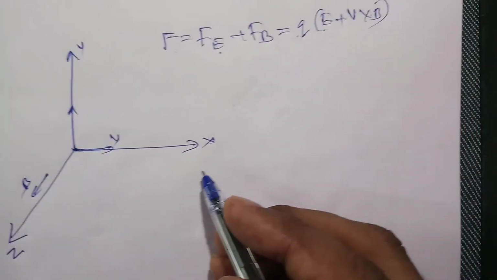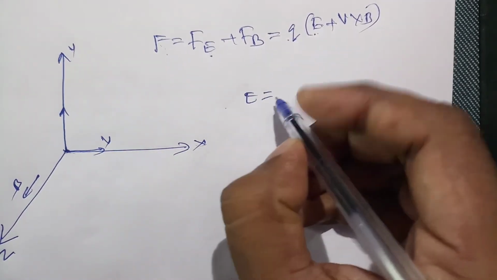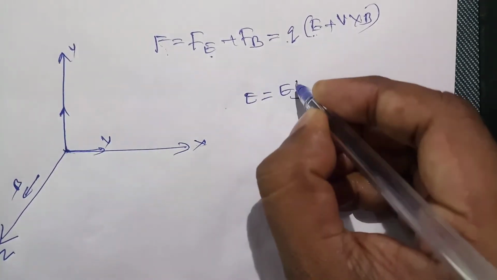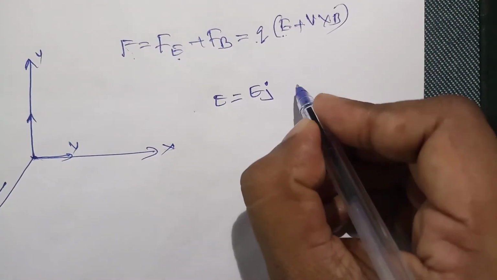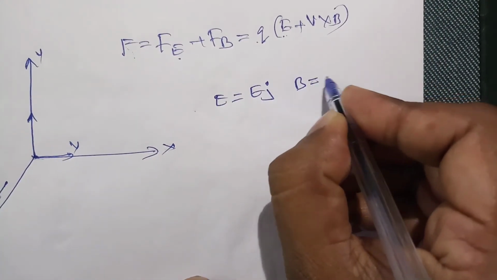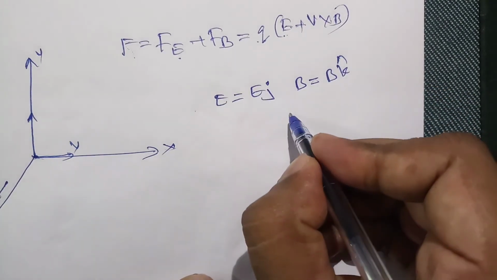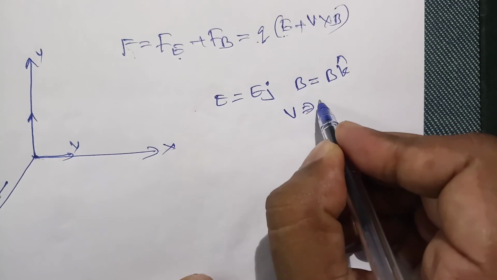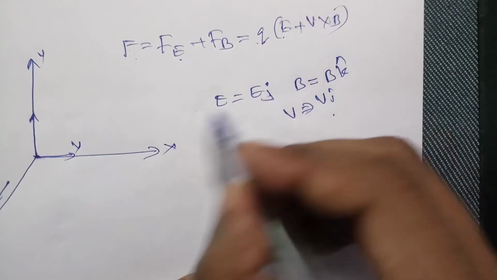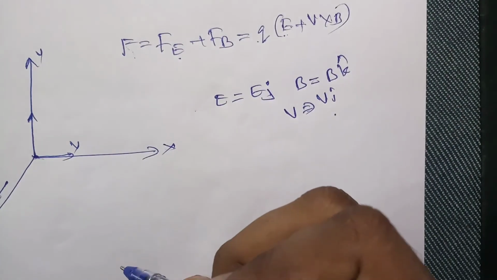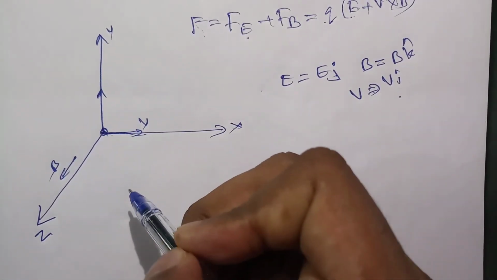Okay, so once more for clarity I am telling, the electric field is along E j, that is along the y-axis, and the magnetic field is B, which is equal to B k, that is along the z-axis, and the velocity v is v i, that is along the x-axis. It's clear, these are all in three different axes. Now the charged particle is here, it is moving in this direction.